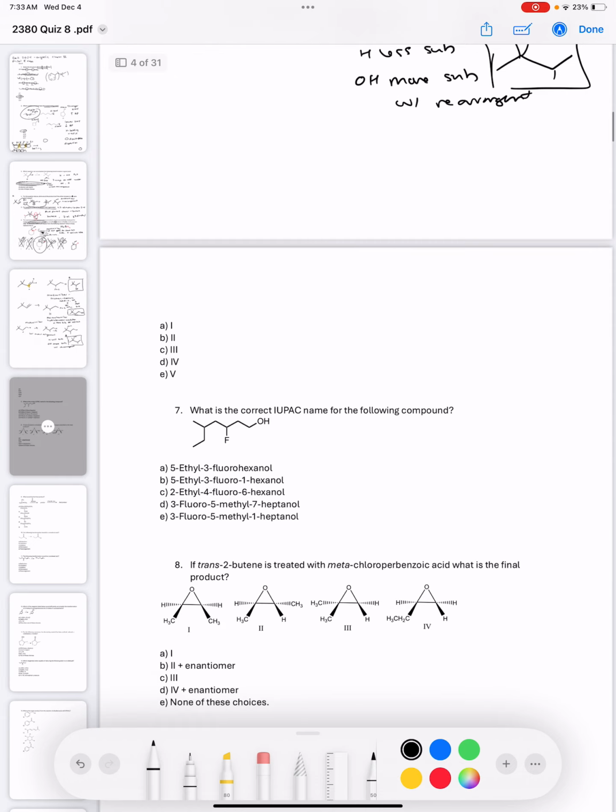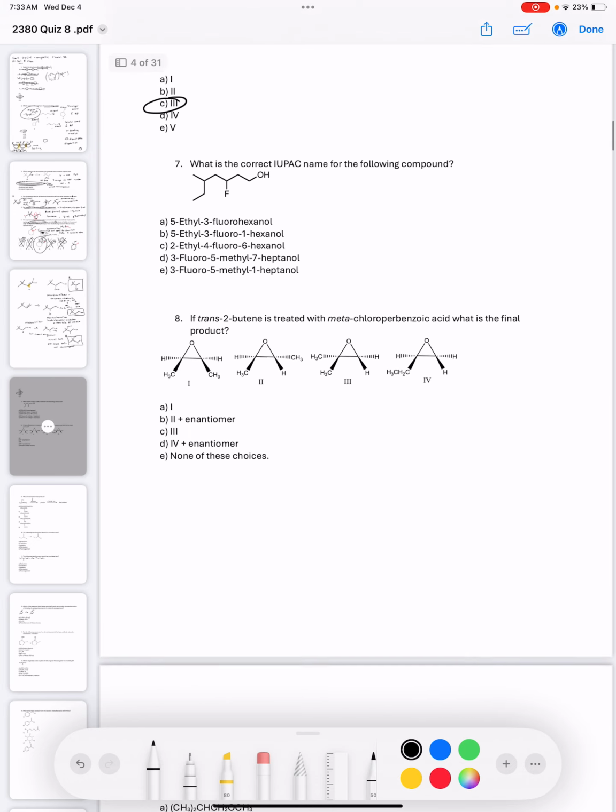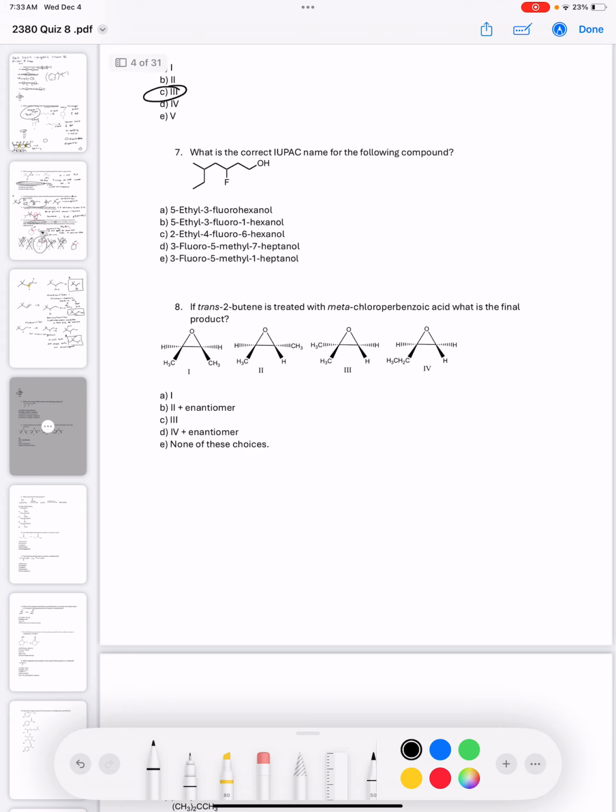Okay. So that would be this C. Okay. The next question, what is the correct IUPAC name for the following compound? So I'm just going to number this, 1, 2, 3, 4, 5, 6, 7.